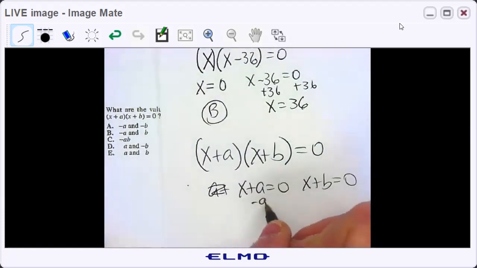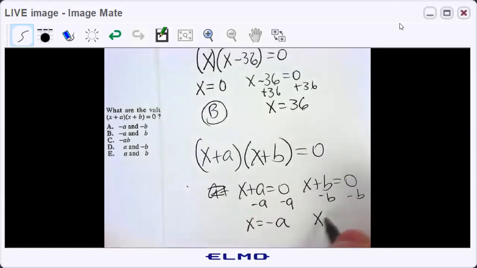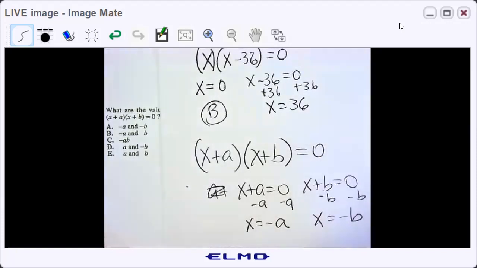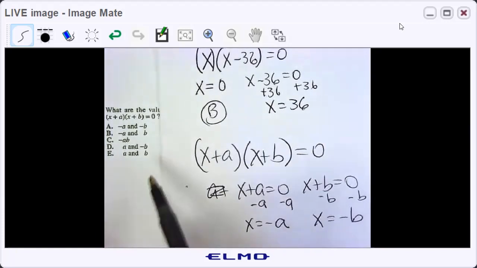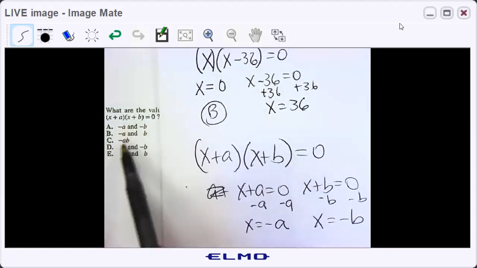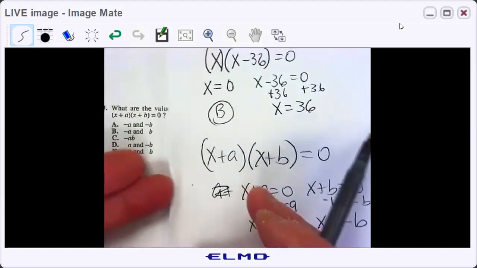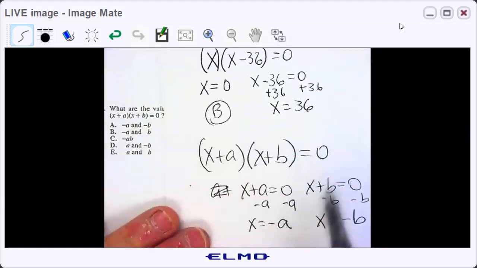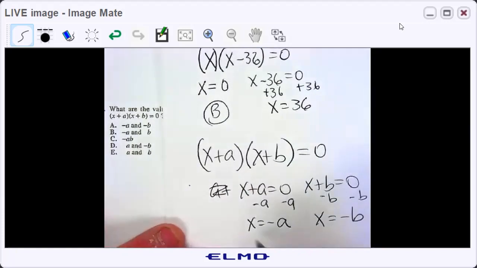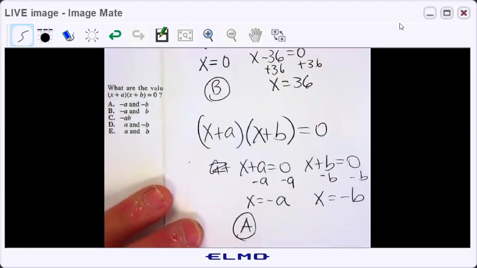Well, you would subtract whatever A is. That would give you one solution, negative A, and much the same, you would subtract B for this one. That would give me the other solution, negative B. So if you look at all the answers, none of them have two negatives except for number 1. And this one is not an answer, because we're not multiplying these together. They didn't ask us for the product. They just said what satisfies the equation, which means they're asking for solutions to the equation. So A would be the correct choice for that one.